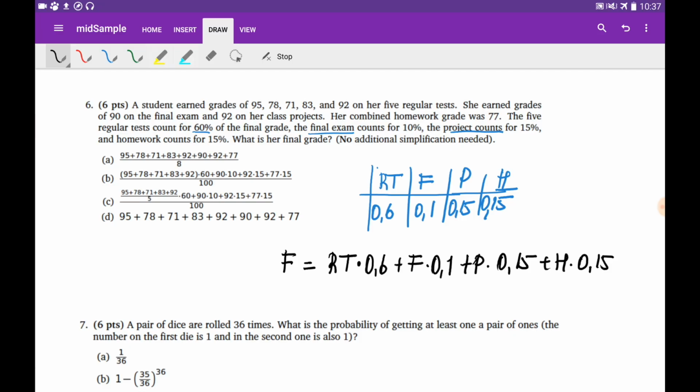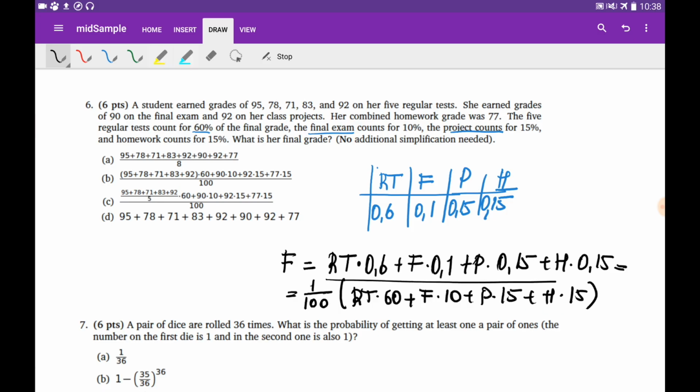So please note that you can take out 1 divided by 100 from the brackets. If you multiply everything by 100, it will be RT multiplied by 60 plus F multiplied by 10 plus P multiplied by 15 plus H multiplied by 15, right? So if you divide everything by 100, you will obtain this table. This is how we need to find the weighted average.